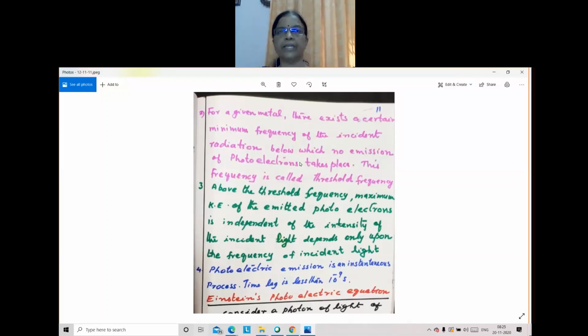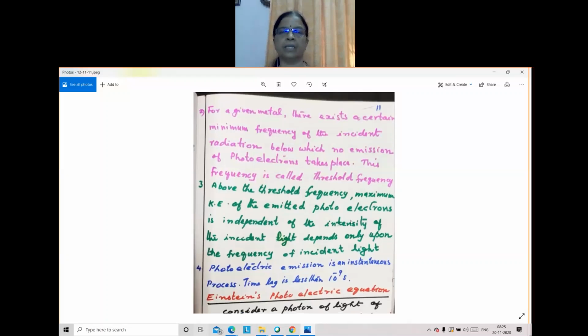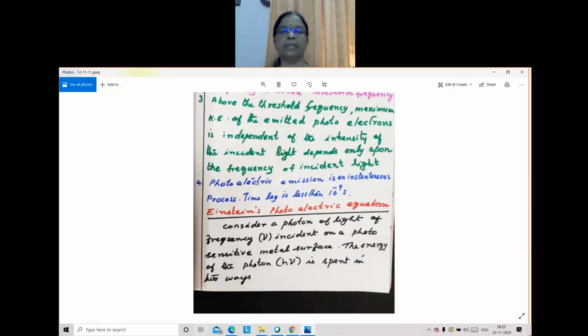There exists a minimum frequency of the incident radiation, below which no emission of photoelectron takes place, and that frequency is called threshold frequency. That is the second law. We have also studied that in the experiment.